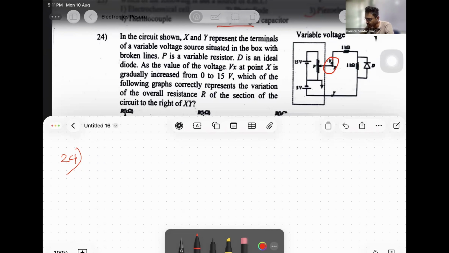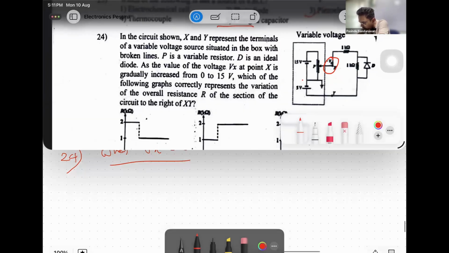Initially, let's check when Vx equals 0. See what happens. Now, this is a ground. This point is 0. Then this end is at 5 volts, always. This terminal is at 5 volts. Right? Now, if Vx is 0, this side is 0.